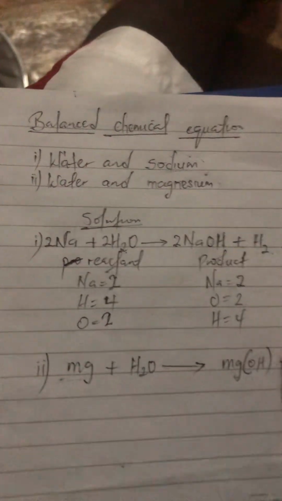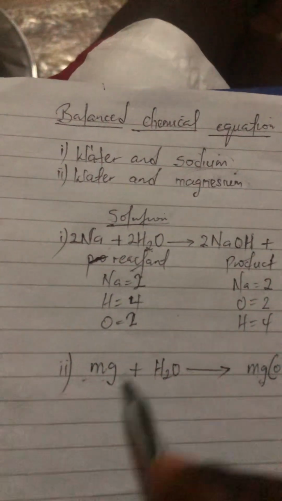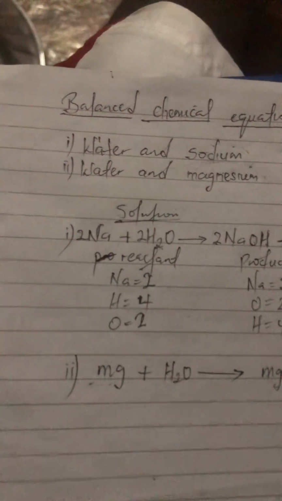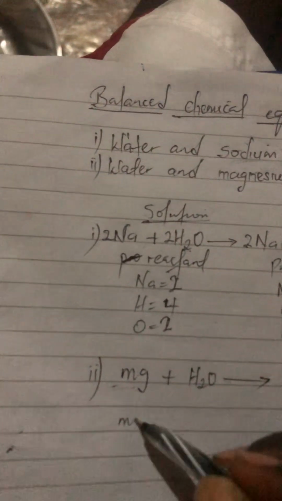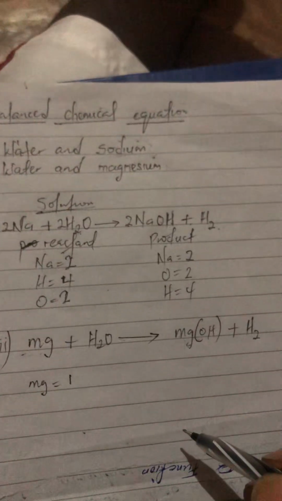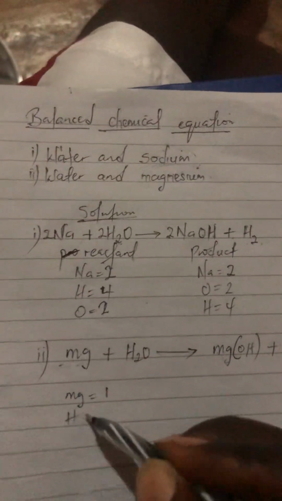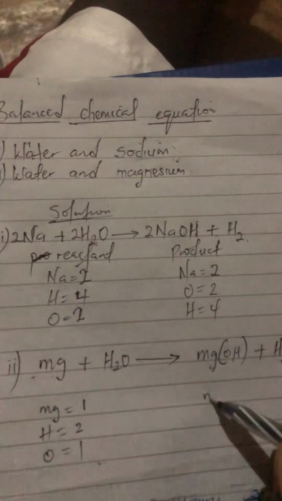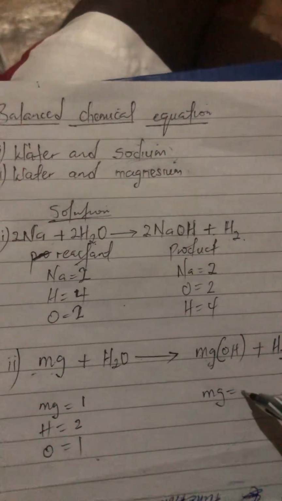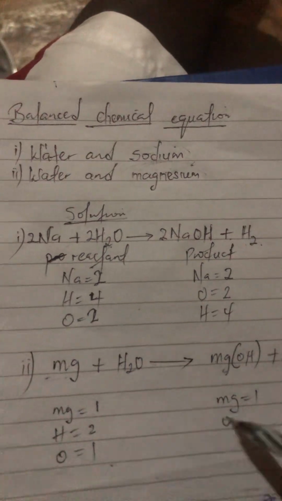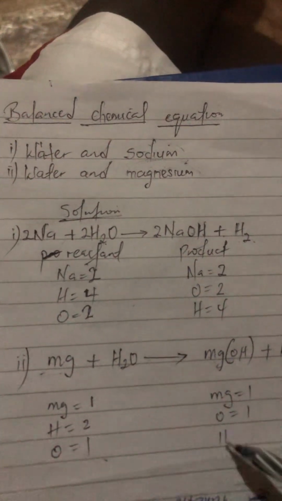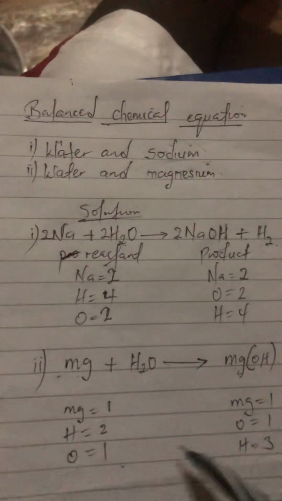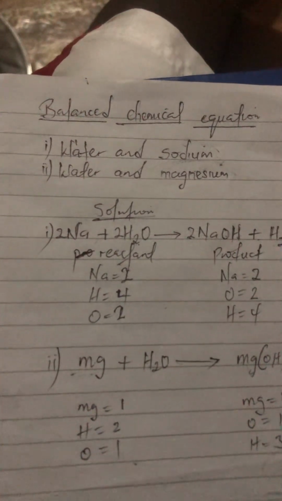Now when we look at this, what we need to understand is whether they are balanced or not. We need to know whether it is balanced. Now magnesium here is 1, hydrogen is 2, oxygen is also 1. Then here we have magnesium equal to 1, oxygen equal to 1, but hydrogen we have 2 plus 1, that is 3. So meaning hydrogen is not balanced.